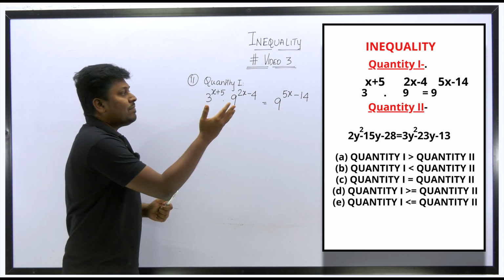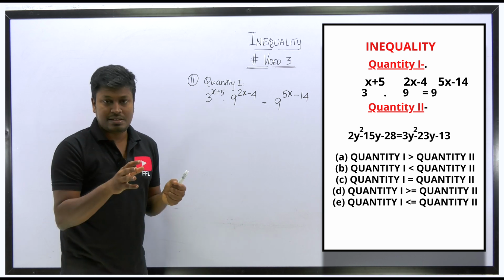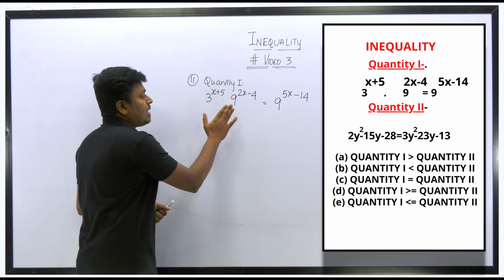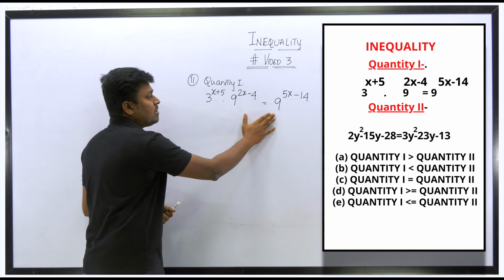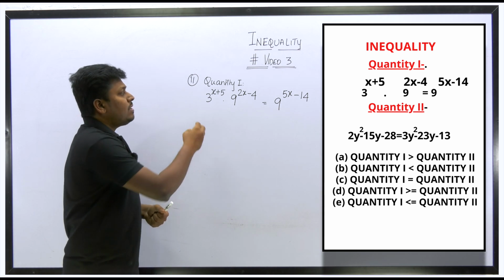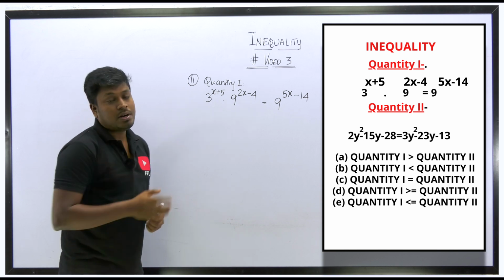Here they have given 2 quantities. I think both the quantities are in the form of equations. The first quantity, you can see, is 3 power x plus 5, 9 power 2x minus 4 is equal to 9 power 5x minus 14. Our target is to find the value of x as quantity 1, and quantity 2 will be the value of y.